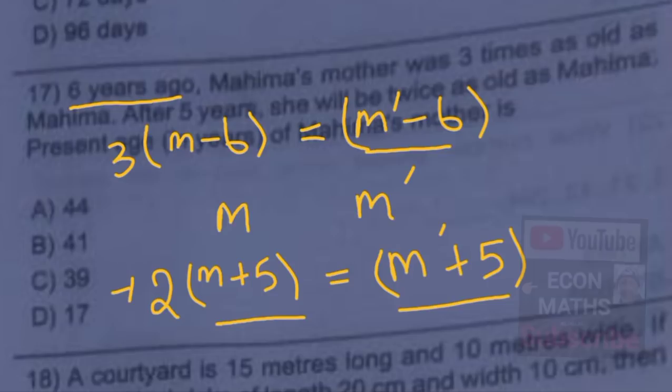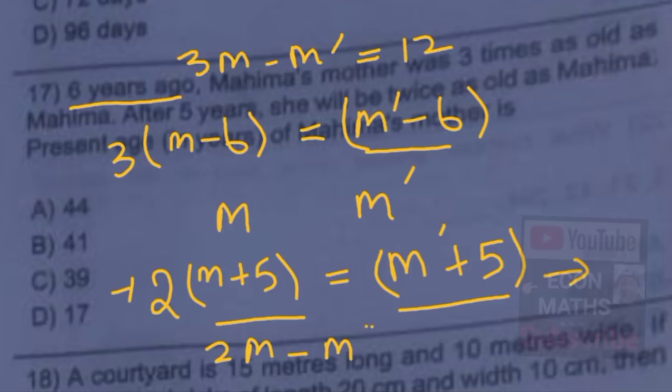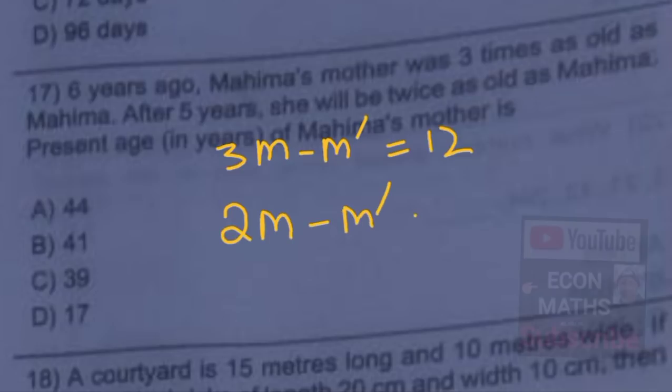When solving this equation, we will get 3m minus m dash is equal to 12, and when solving this equation, we will get 2m minus m dash is equal to minus 5. Okay, so I will rub this, I will write it again. So we have 3m minus m dash is equal to 12, and another equation was 2m minus m dash is equal to minus 5.